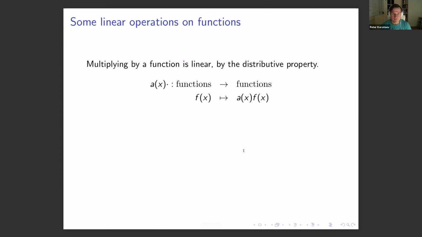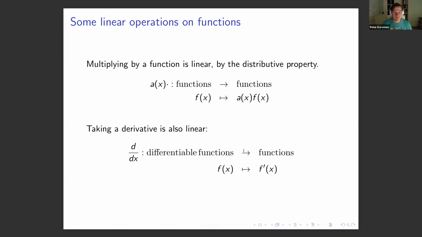So multiplying by a function is a linear operation, by distribution, right? So if you multiply any function f by a of x, this is a linear operation, right? Because you can act on f plus g or alpha f plus beta g, and you'll get the linear property. Taking derivative is also linear.